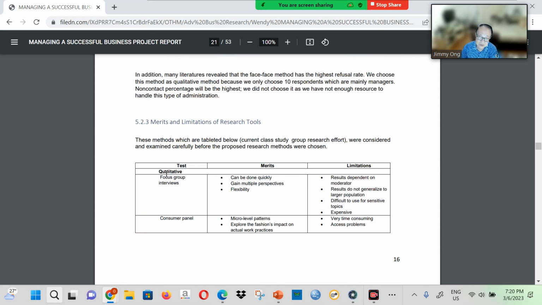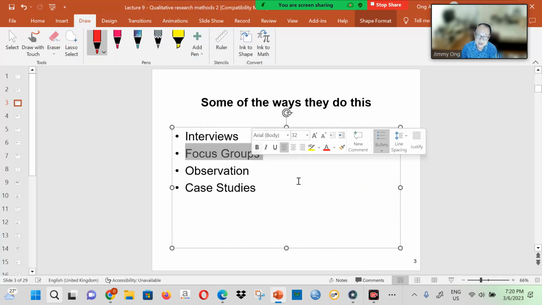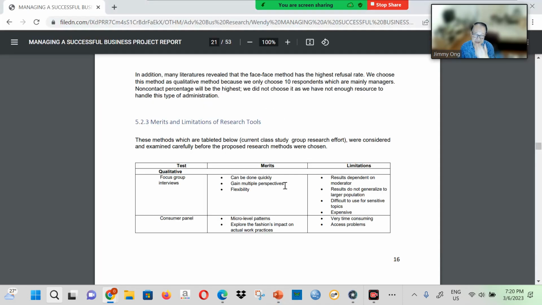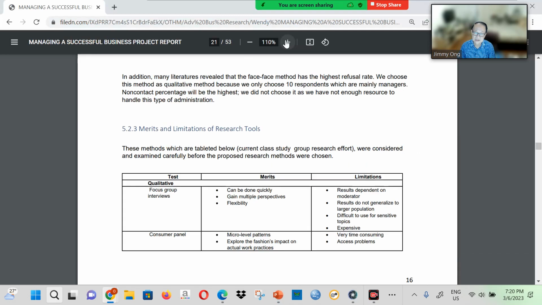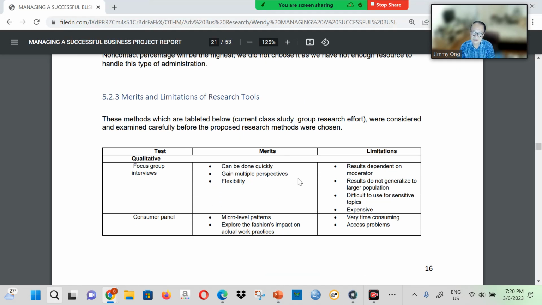You see, focus groups. No point you just say focus group, right? You must know why you choose a focus group. What are the available methods? Interview, focus group, and this. And then why you choose focus group. So therefore, you have to list out the advantages and disadvantages, right? Something like this. At least this gives you some idea.